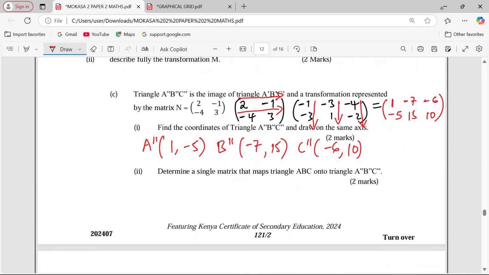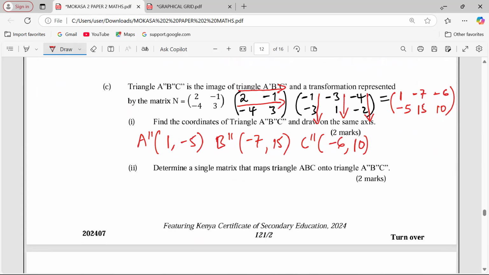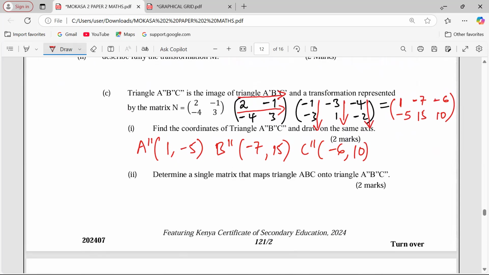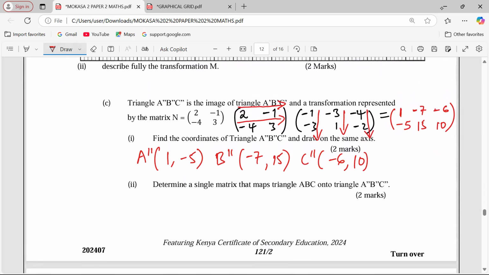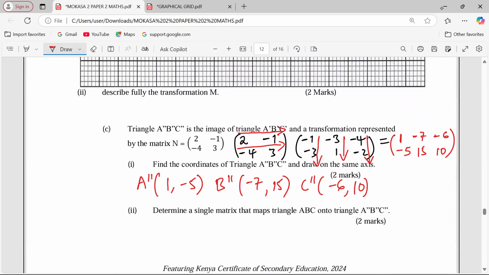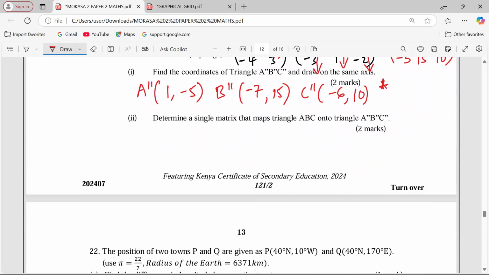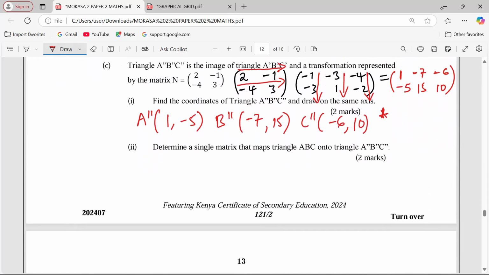In part 2, determine a single matrix that maps ABC onto triangle A double prime, B double prime, and C double prime. Look at that, a single matrix. So remember to plot this one. This time round, the matrix is not known. We don't have a matrix that would map the first triangle onto the last.